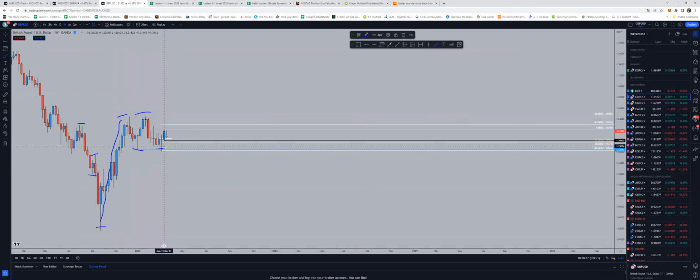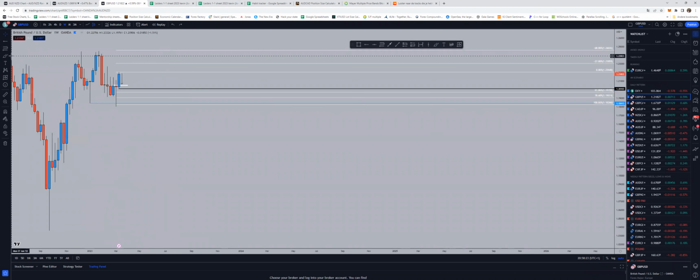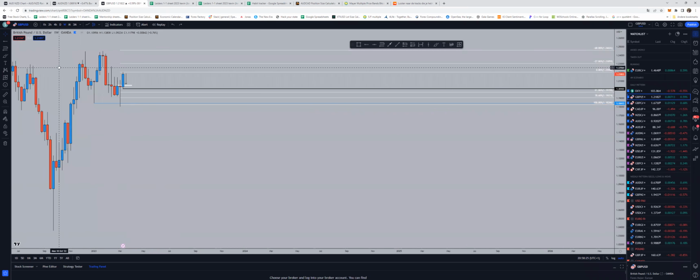We have a natural M, so we can potentially go back to the upside. So yeah, we have that weekly bullish candle close, so we can look for more potential upside.